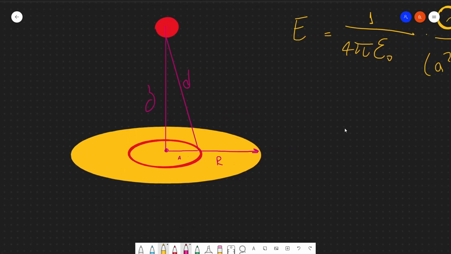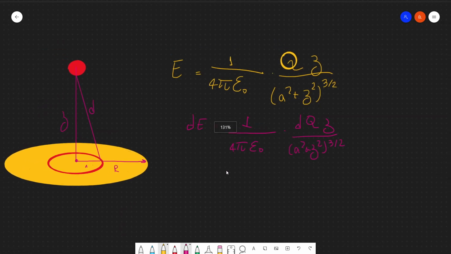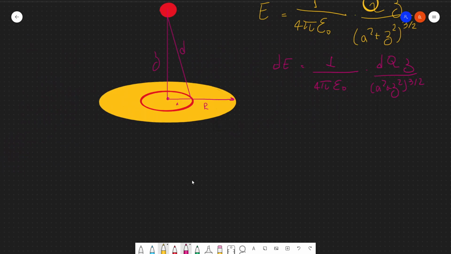Right. So we can go back to its origins and write down dE equals 1 over 4 pi epsilon-0 times dQ Z over (A squared plus Z squared) to the 3/2. So now we've got to do the water reservoir theorem, or the water container theory, which is that the electric surface density, sigma, equals dQ over dA, A being the area, not the length.